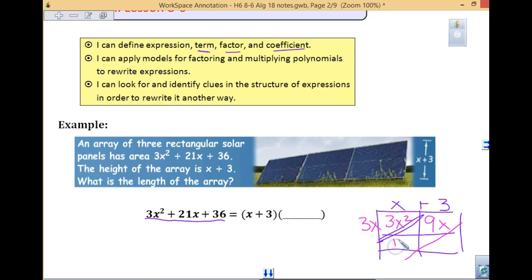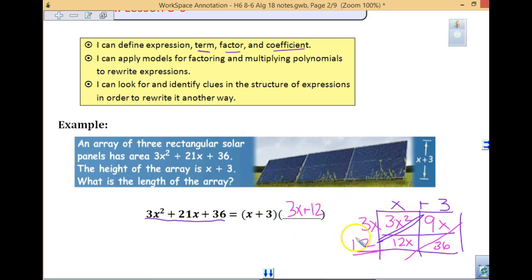Okay, so if this is 12x, what has to be out in front? I already have the x up here, right? So this has to be 12. Does that make sense? So that gives me my middle term. And what did we want our last term to be? Does it work out? 36. So what is my other factor? 3x plus 12. So this is one way that you could look at doing this, okay?